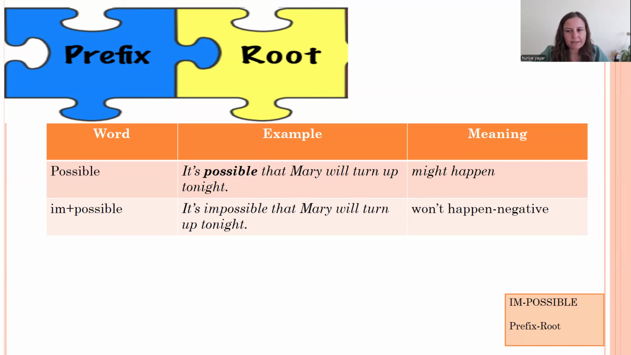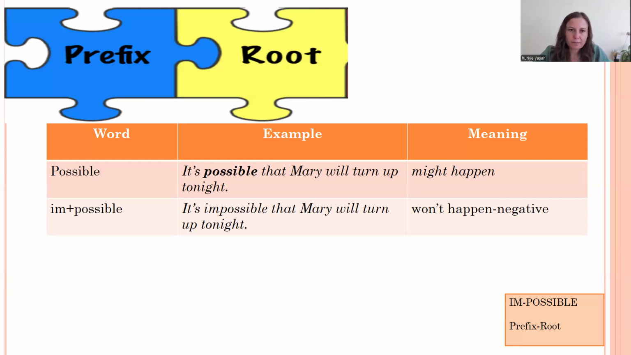Possible is an adjective and a root word. It is possible that Mary will turn up tonight. The meaning is it might happen. But if I say it is impossible that Mary will turn up tonight, the event will not happen. I understand that Mary will not turn up tonight. As you understand, the meaning changed in the opposite way. Generally, the pronunciation is not affected by the prefixes.